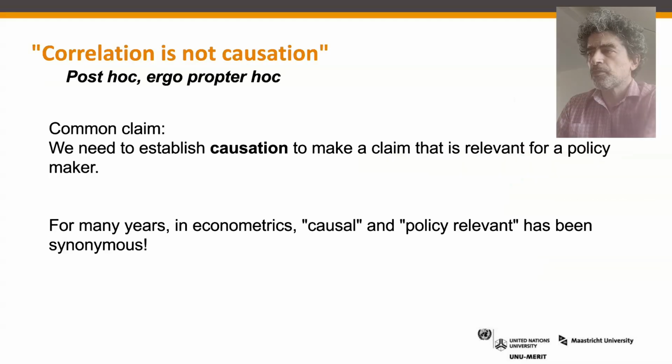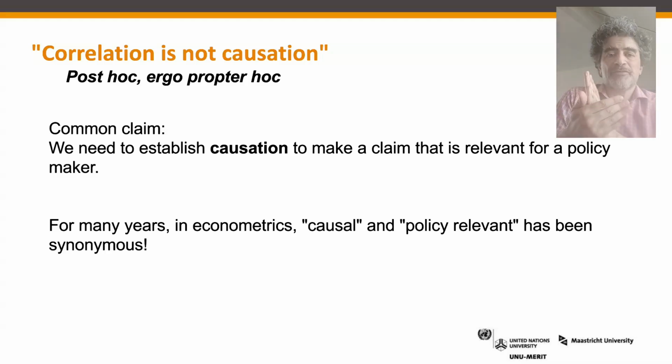We had the very famous sentence that I think everyone has at least heard: correlation is not causation, right? Very common claim. It's not enough to say that something happens at the same time. We need to establish causation. We need to say that this happens because of this, and how it happens. We need to understand the mechanism. And this became really a mantra, especially in economics, where basically, if you say policy relevant and causal, they're used in the same way.